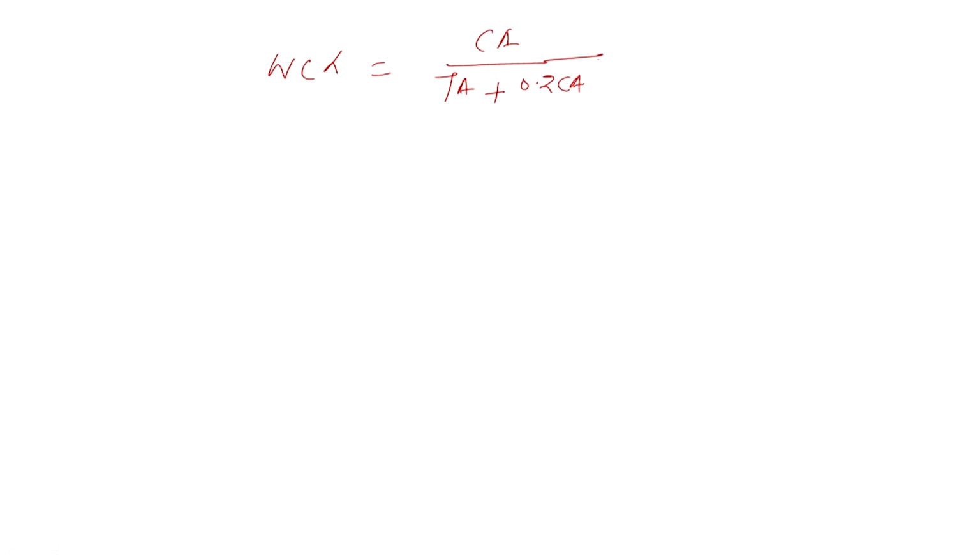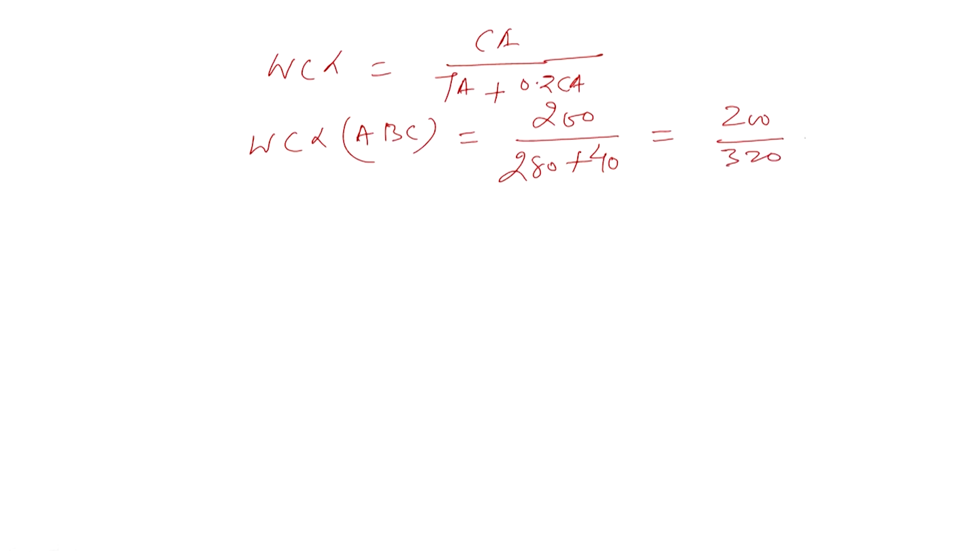Now, working capital leverage of ABC. Current assets are how much? 200, and what is the level of the fixed assets? 200. Plus we are going to increase the current assets by 40. So, in this case this is 200 divided by 320, and the percentage is going to be 62.5%. In the second case, if you calculate working capital leverage of XYZ Limited, what is going to happen?